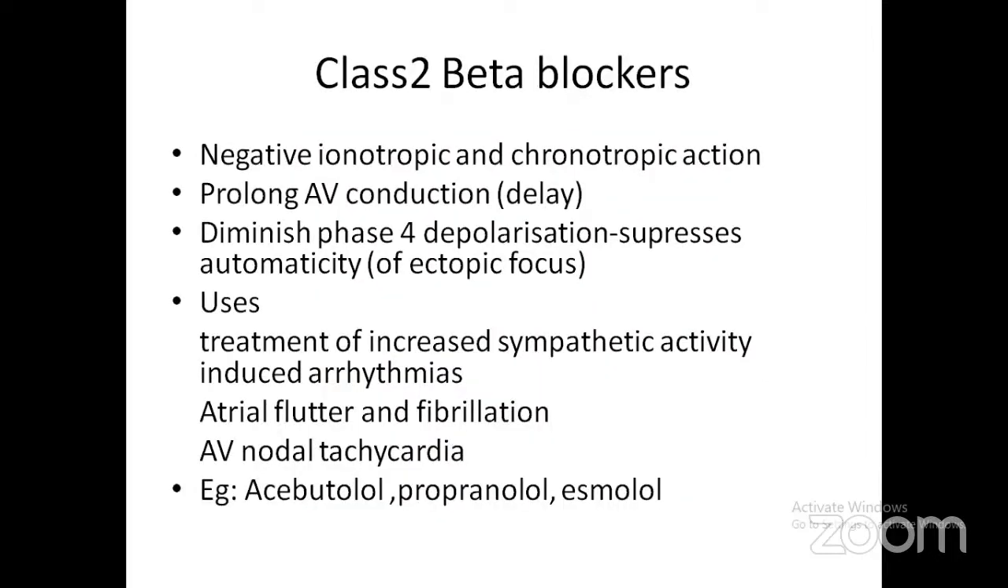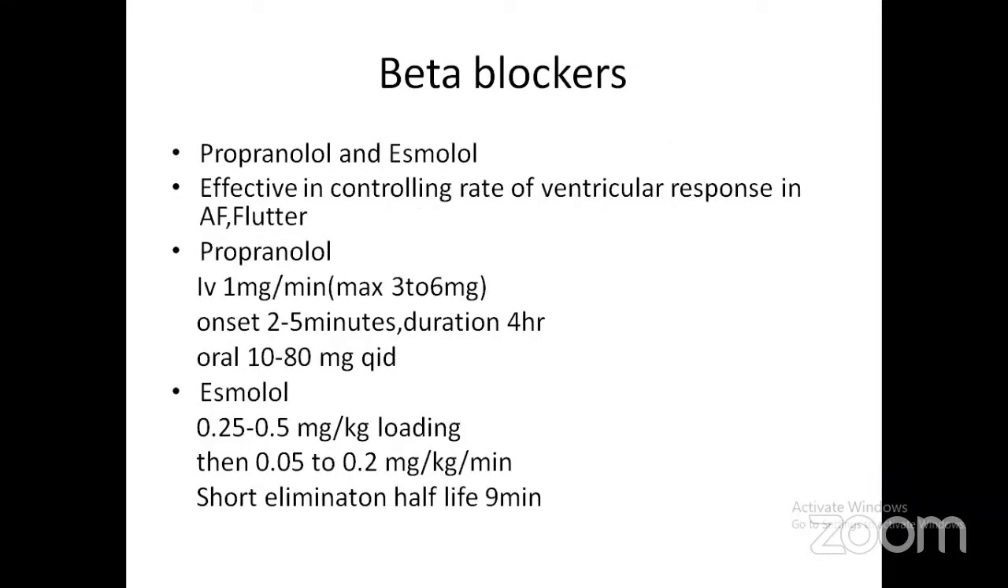Class 2 beta blockers. Mechanism of action is negative inotropic and chronotropic action. They prolong AV conduction delay, diminish phase 4 depolarization, and suppress automaticity of ectopic foci. Uses are treatment of increased sympathetic activity induced arrhythmias, atrial flutter and fibrillation, and AV nodal tachycardia. Examples are acebutolol, propranolol, esmolol. Propranolol and esmolol are effective in controlling the rate of ventricular response in atrial fibrillation and flutter.